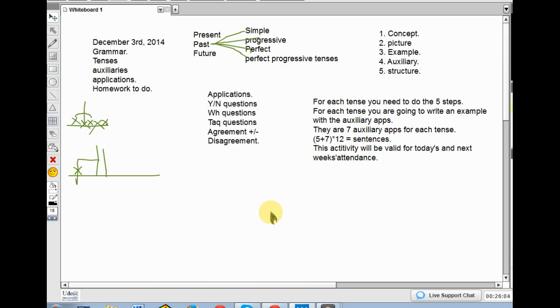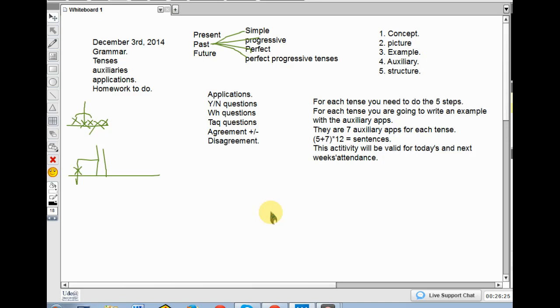WH question is the same, but the difference is that the WH questions are 7. Where, when, why, which, who, whom, how. Where do you work? Where are you working? Why have you been studying English for 2 years? Okay, so it's kind of easy.